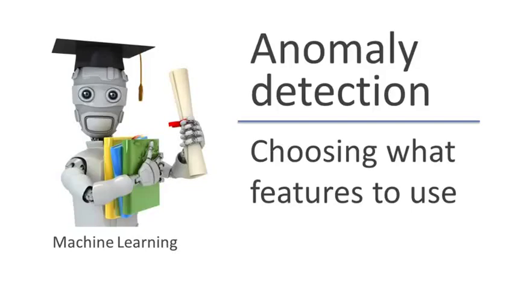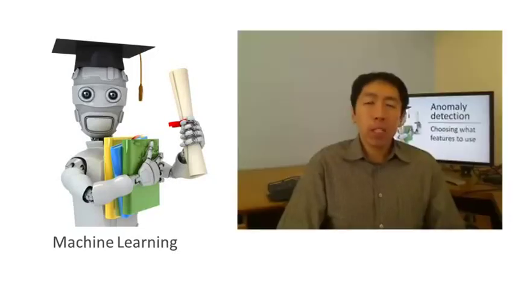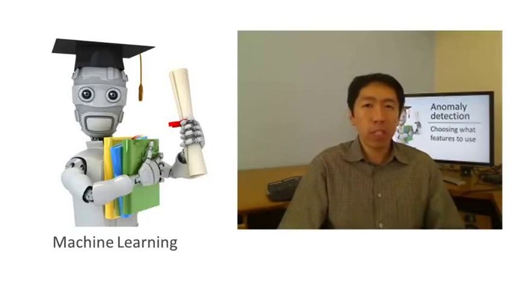By now you've seen the anomaly detection algorithm, and we've also talked about how to evaluate an anomaly detection algorithm. It turns out that when you're applying anomaly detection, one of the things that has a huge effect on how well it does is what features you choose to give the anomaly detection algorithm. So in this video, I'd like to give some suggestions and guidelines for how to go about designing or selecting features to give to your anomaly detection algorithm.